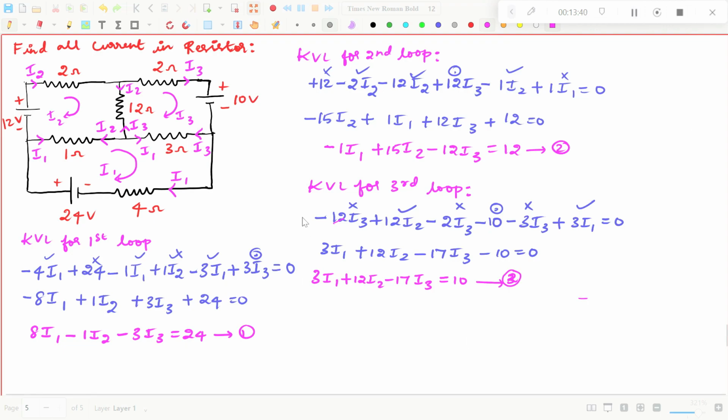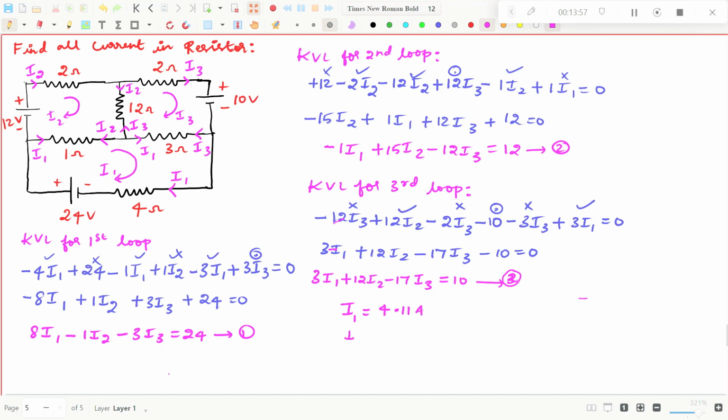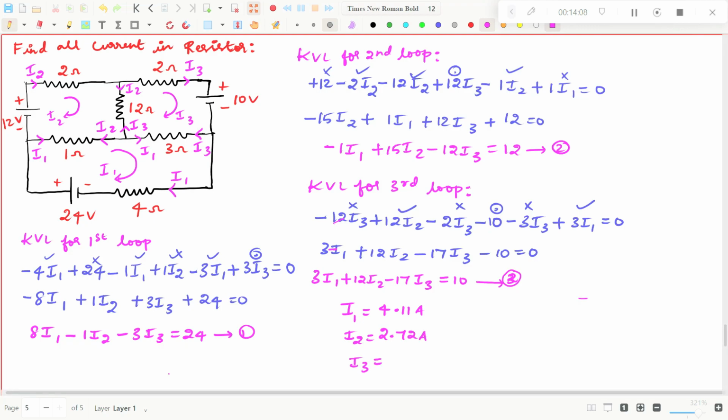So you simplify these 3 expressions. If you simplify them, what am I getting? I1 is equal to 4.11 amperes, and for I2 I am getting 2.72 amperes, and for I3 I am getting 2.06 amperes, right? So these 3 are the loop currents.